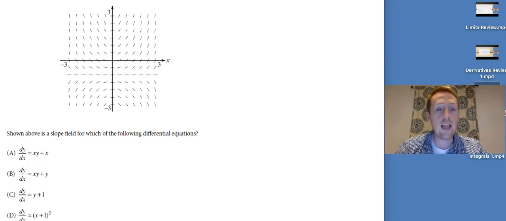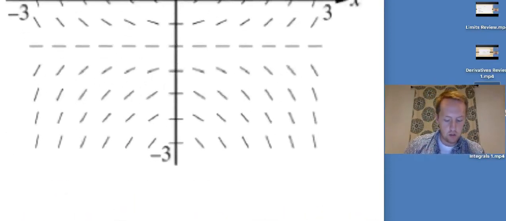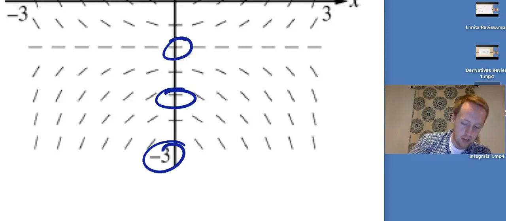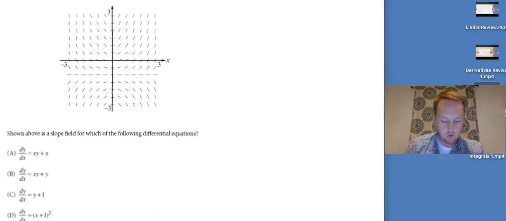What I said before, I like to find where the slope is 0 because that's usually an easy place to figure something out. So this one's a little deceptive because you notice this is -3, which makes this -2 and this -1. So whenever y is equal to -1, then the slope should be 0.